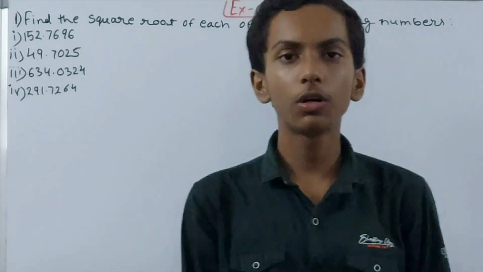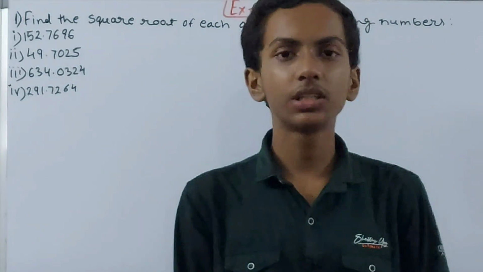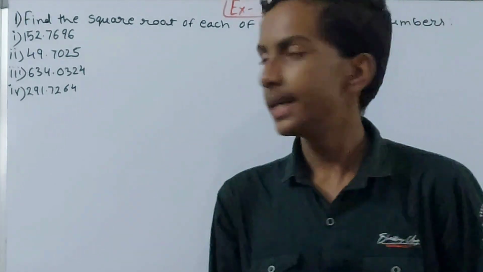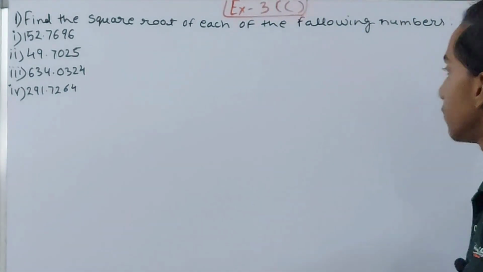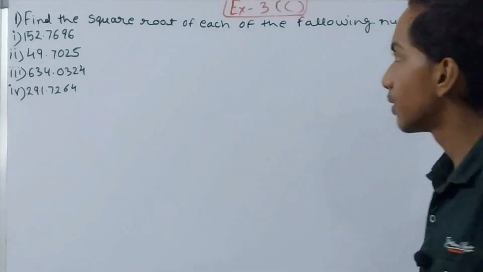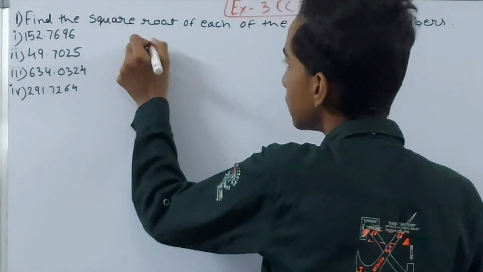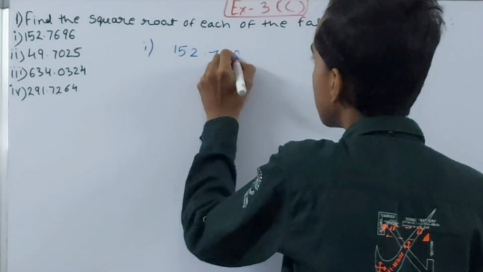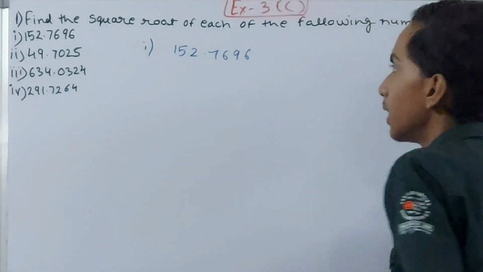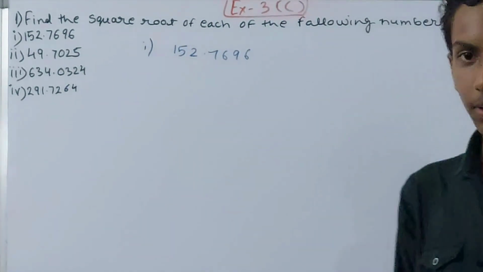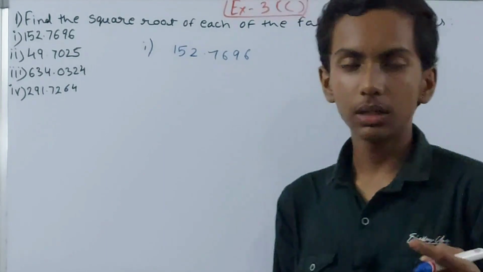In this video, we are going to solve ICSE Mathematics Class 8 Chapter 3 Square and Square Roots Exercise 3C Question 1. It is: find the square root of each of the following numbers. So we have to find the square root of these numbers, right? Let's quickly see. First it is 152.7696.